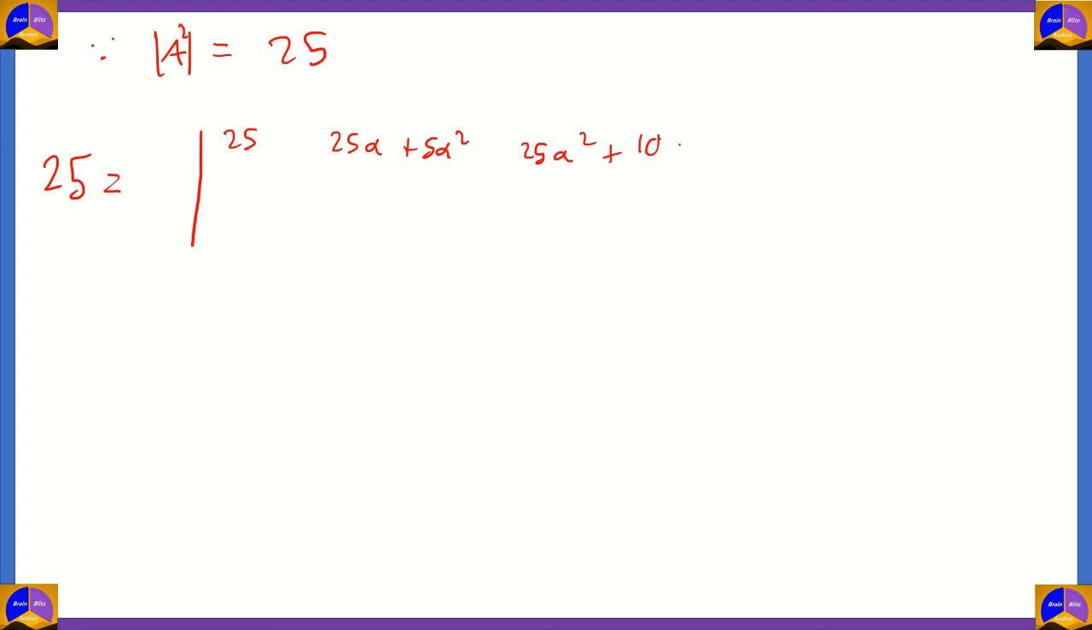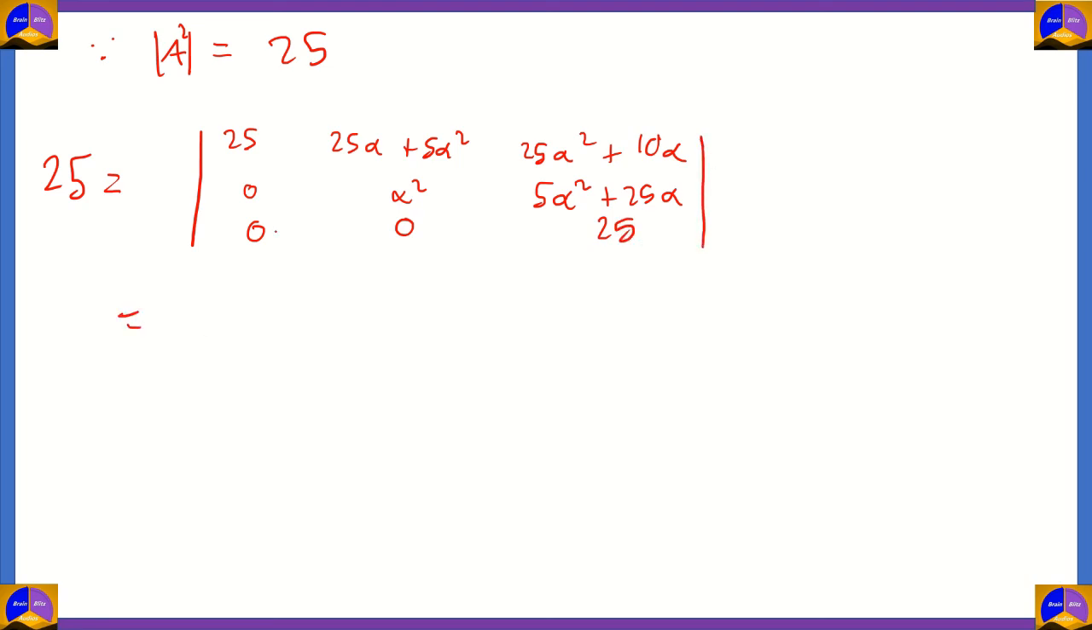Now since the determinant of A squared is already given to us to be 25, then this value 25 will be equal to the determinant, that is 25 alpha plus 5 alpha squared, 25 alpha squared plus 10 alpha, and then 0, 0, alpha squared, 0, 5 alpha squared plus 25 alpha, and then 25.